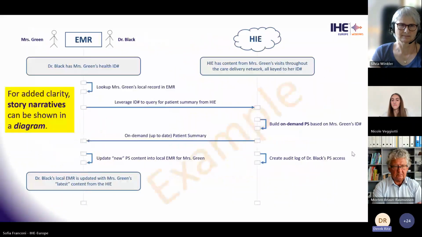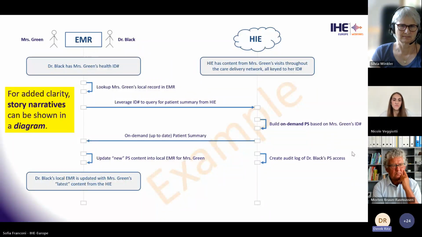Next slide, please. Now, of course, a picture can be worth 1,000 words. So for added clarity, we could show this in a diagram, and the diagram could show as boxes or clouds the various system actors, and then with little people icons, the human actors. But then we would say, what are the beginning states? What happens in this story? And what's the end state?